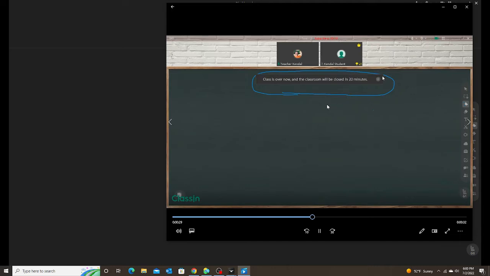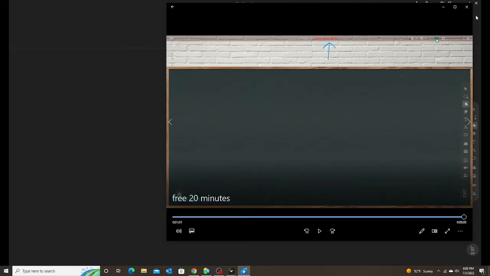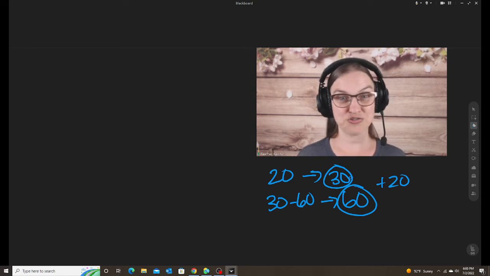Keep in mind, the student does not see this pop-up, only the teacher. So I just closed it out. And now the time continues to count up and it will continue to count up until the 20-minute mark, because that's your free extra time. Even though it doesn't tell you on that pop-up, it doesn't tell you on the screen, you are not being charged for this extra time. Once you get to the end of that 20-minute extra time, it will simply kick you out of the class. It will kick you out and it will kick the student out of the class. So you don't have to worry about going over that extra 20 minutes.